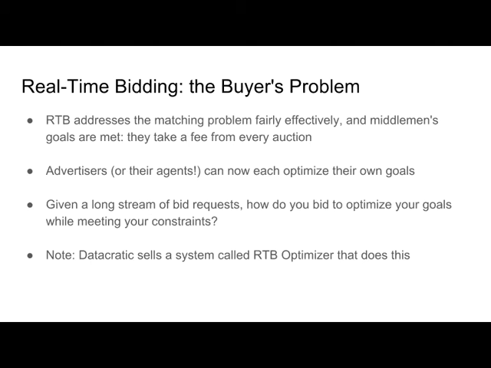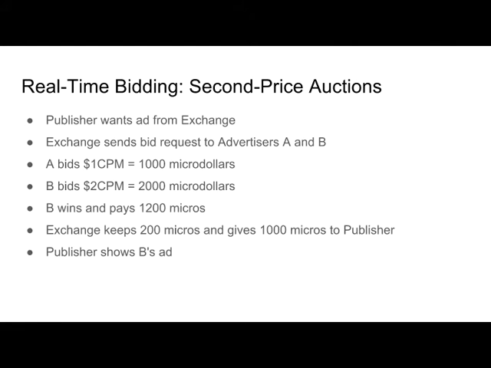So as a note, what Datacratic does, the reason I'm here, and the reason I know anything about this at all, is that we sell a system called RTB Optimizer, Real-Time Bidding Optimizer, that does this. So we sell RTB Optimizers to middlemen who sit between the exchange and the advertiser. So we're way down on the stack, which is why our logo is not on the slide. I've done a lot of the math for this, so I'm here to talk to you about it.